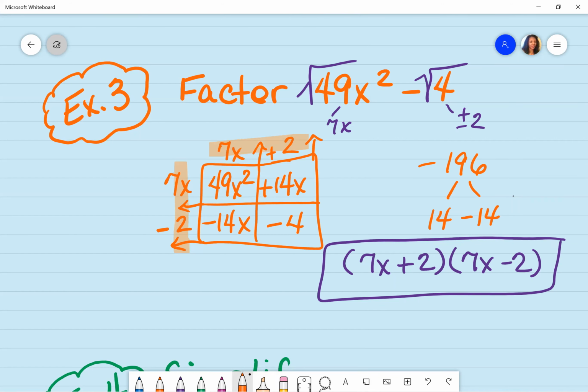Just another thing I keep saying, this is not the same as that. This means 7x plus 2 times another 7x plus 2. We don't have that. We have a -2, okay? So pay attention to that. The same thing, if you were to change this to a negative, that's not what that means. So therefore, I'm missing my positive. So make sure you understand that when you're doing a difference of two squares, the signs will be different.